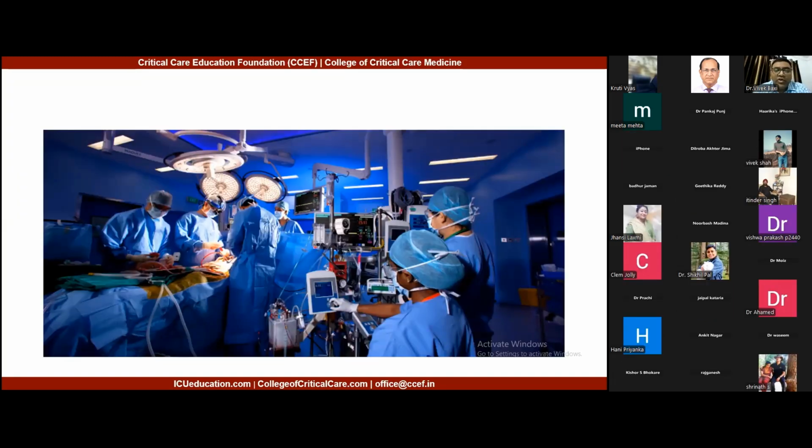You can see an ongoing CABG where you have multiple infusion pumps. You can see the cardiopulmonary bypass pump is there. There are so many multimodalities for the hemodynamics. So this is going to be a classical ongoing CABG.